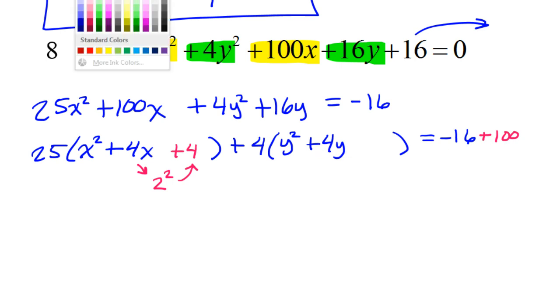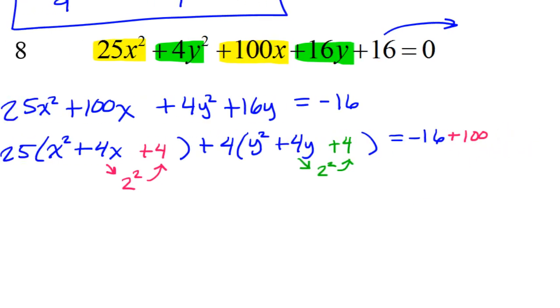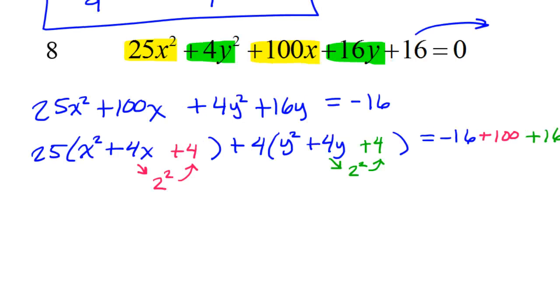Now, for the y terms, I will again do half the middle squared. So again, half of this is 2. Square it, you get 4. And again, I have to balance this out. But this is still not a 4. This is 4 times 4. So I'm going to balance it out with a 16 on the right hand side.